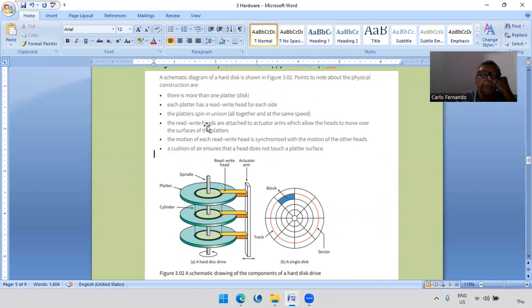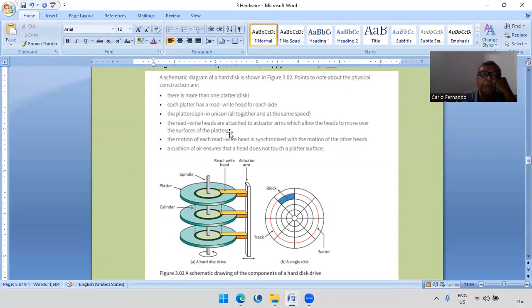The platters spin in unison, all together and at the same speed. Unison means they spin like one, as if they are fixed together. They should spin at the same speed. Otherwise, when you read again, if the speeds change, it's like playing a song at the wrong speed: you don't get the correct voice or the correct music.